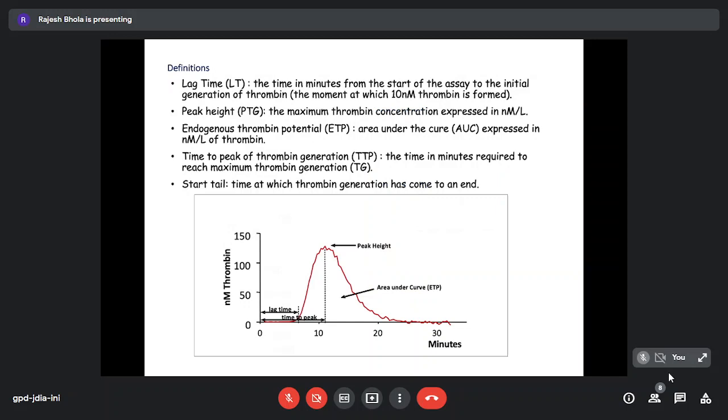There are different parameters that we look into in a thrombin generation test. One is the lag time, which is the time in minutes from the start of the assay to the initial generation of thrombin, the moment at which thrombin is getting formed. The peak height is the maximum thrombin concentration achieved. The most important terminology is the endogenous thrombin potential, the area under the curve expressed in nanomole per liter of thrombin. The time to peak is the time in minutes required to reach maximum thrombin generation, and the start of the tail is the time at which thrombin generation has come to an end.